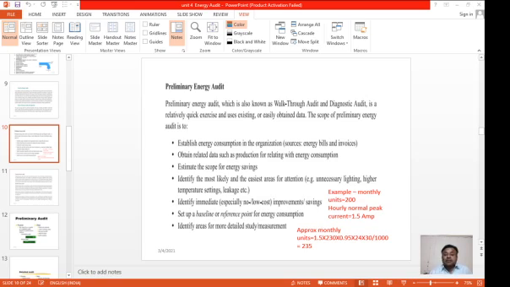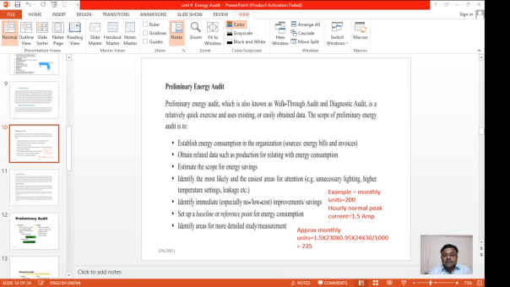So preliminary energy audit or walkthrough energy audit indicates that it is a short duration energy audit, taken only for understanding what problems are required to be attended during energy audit. It involves different things like instant energy audit. For 1 hour you can conduct energy audit and find losses.